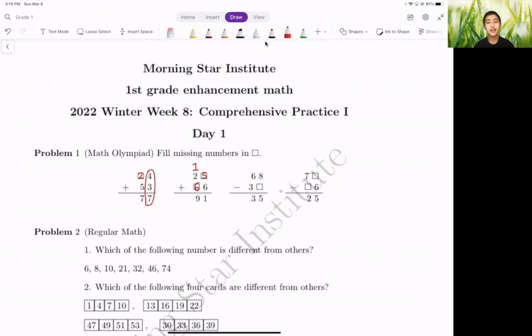Third problem, 68 minus 30-something is equivalent to 35. Well, we know that 8 minus 3 is 5. And since there's nothing on the left we have to do, we just get that 68 minus 33 is 35.